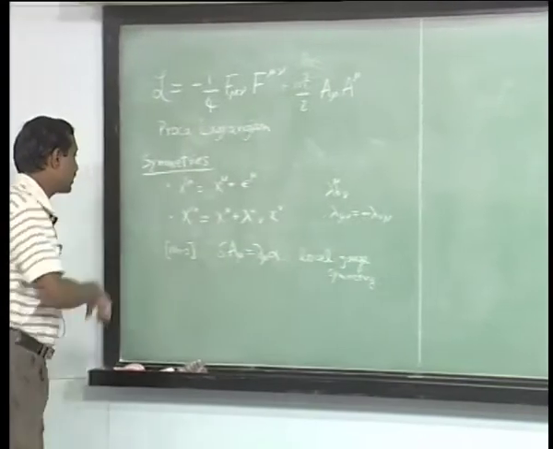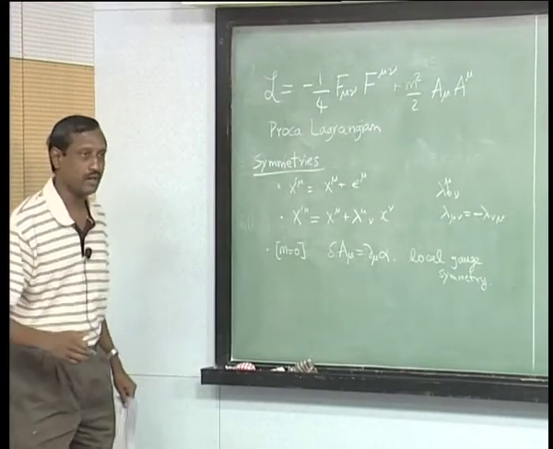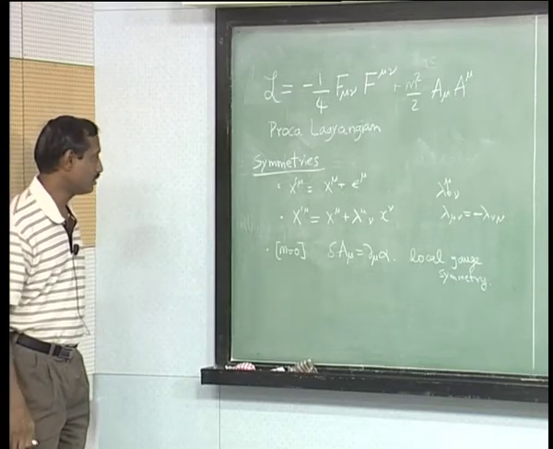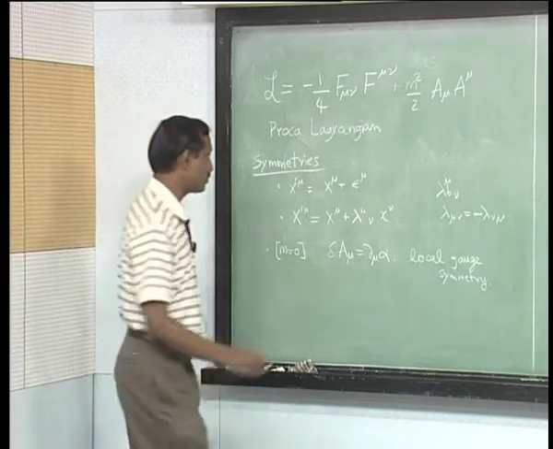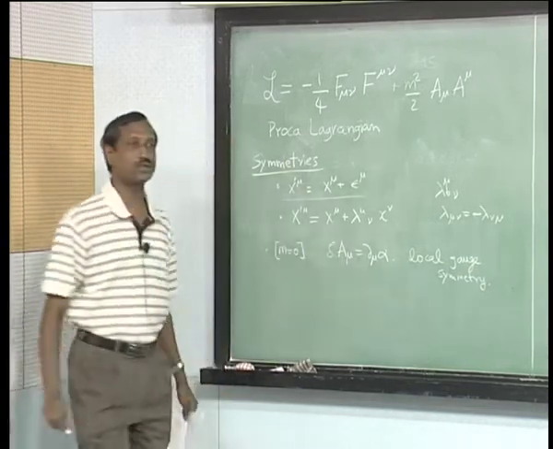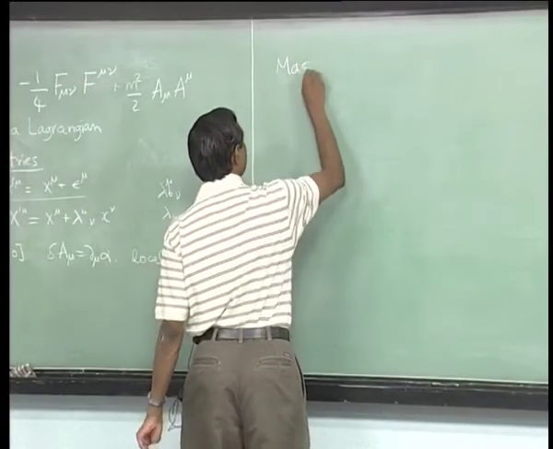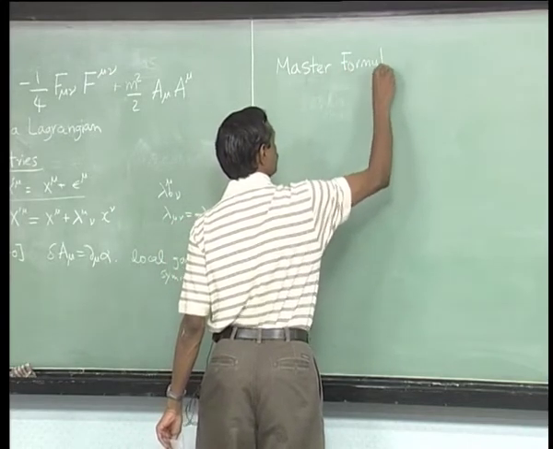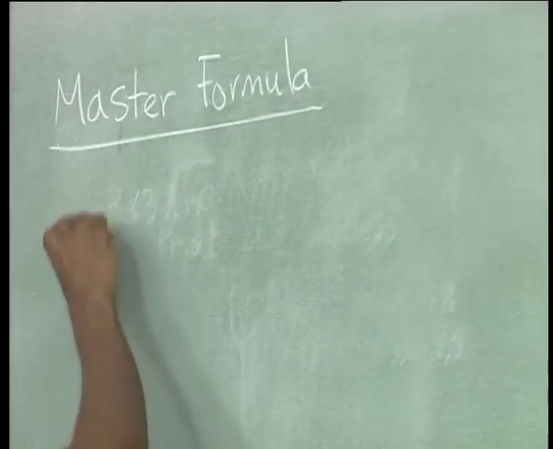So the first point here is to work out what the equations of motion are, but I do not think I will work it out. It is rather simple. So what I will do first is to work out the current for translations. So we need the master formula, which we had worked out several lectures ago.